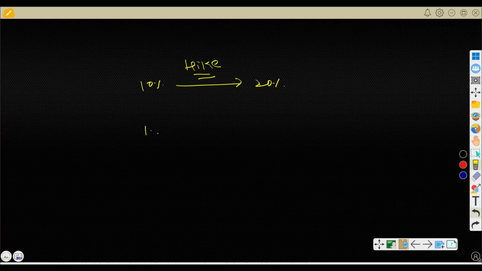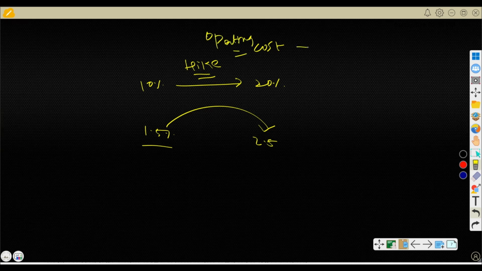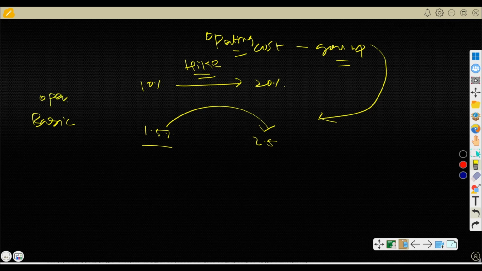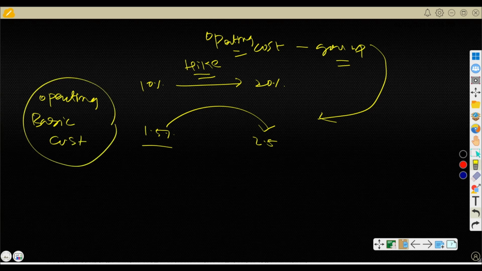Let's say at the moment they are charging 1.5% management fees, then they can increase their fees up to 2%. Why? Eventually the operating cost is going to be higher, right? So there is an interlinkage. Management fees is nothing but a basic cost, a basic operating cost that comes to manage the operating activities.